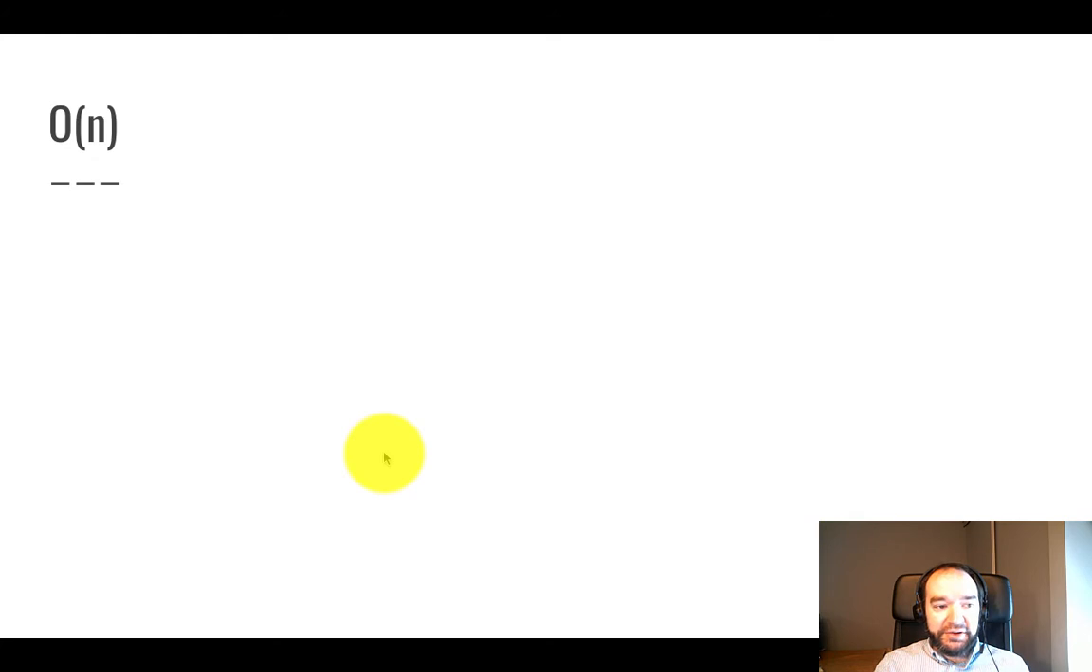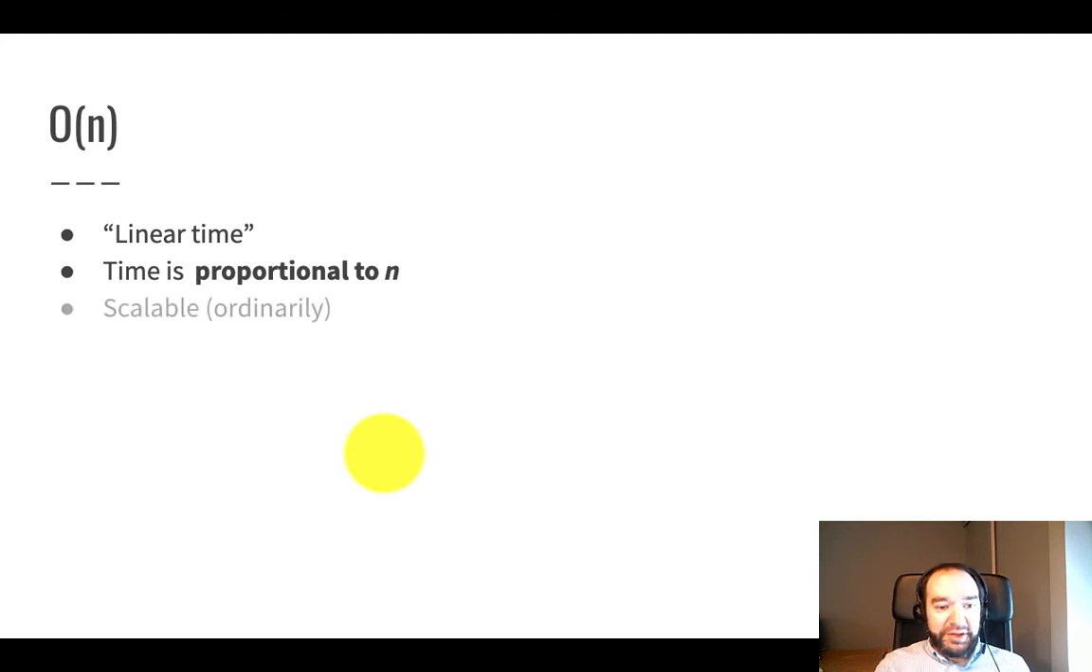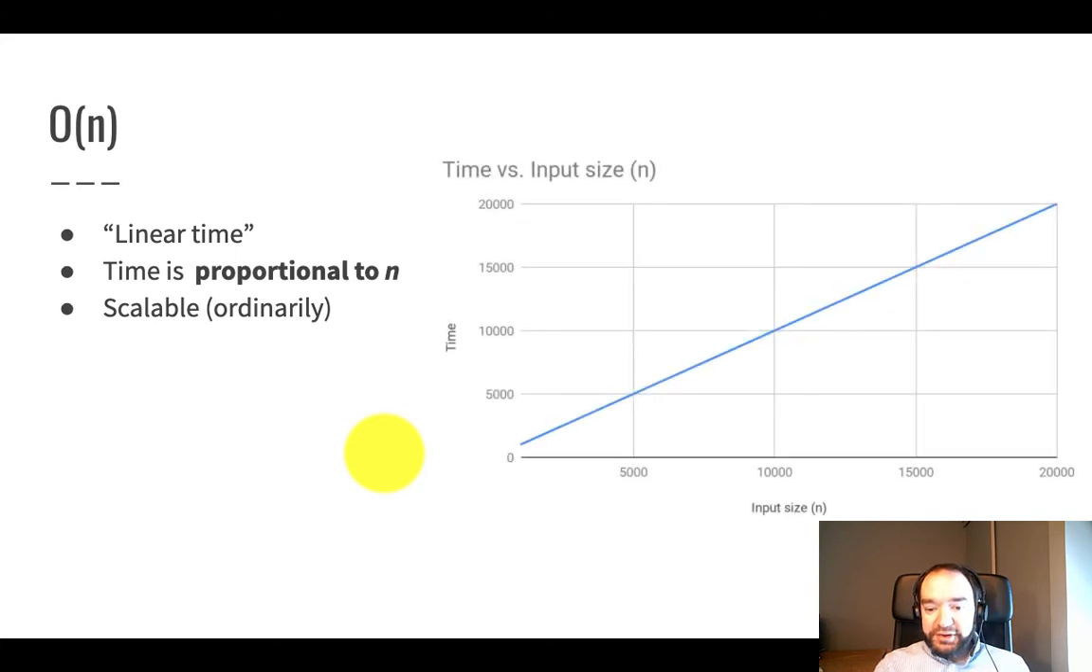Big O of n is the other commonly encountered alternative for most data structure operations. We call it linear time because it represents a linear relationship. The amount of time spent is proportional to n. So as the structure gets bigger, the operations take more and more time in a linear proportion. This is ordinarily considered scalable to do as an individual operation. Here's what that would look like as a graph. So we have a straight line with a positive slope.